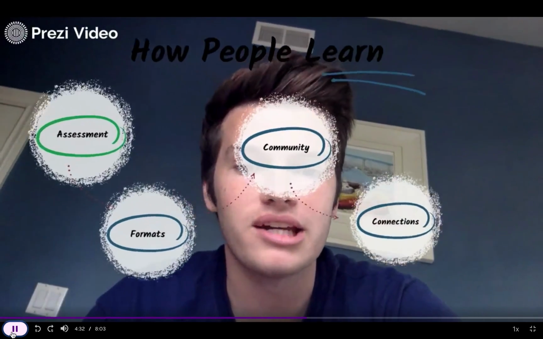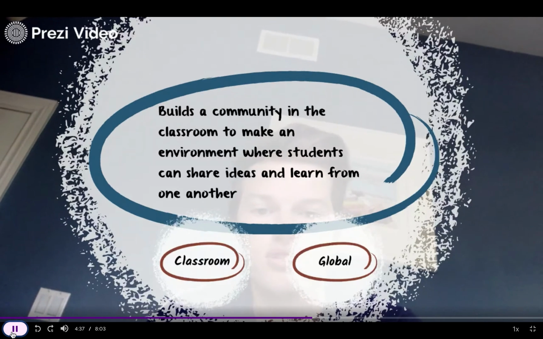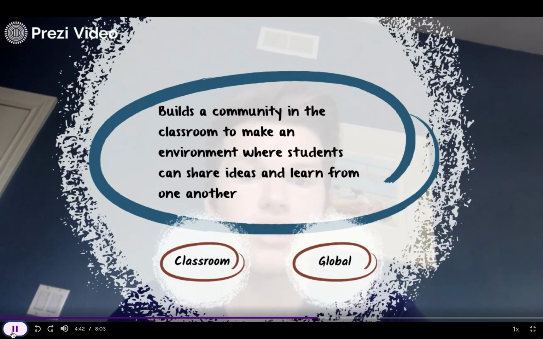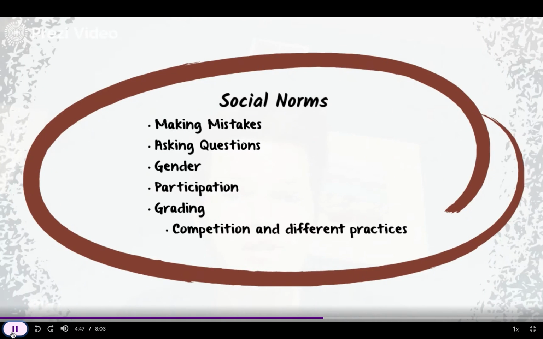So, moving into community-based learning environments. This builds a community in a classroom to make an environment where students can share ideas and learn from one another. So this is what Common Core is really going for. And in a classroom, social norms, making mistakes. Currently, students don't want to raise their hand or speak up because they're scared that they'll get it wrong, because the current system really emphasizes right and wrong. Whereas in a community-based system, students can learn from mistakes. Everyone in the classroom learns from a mistake.